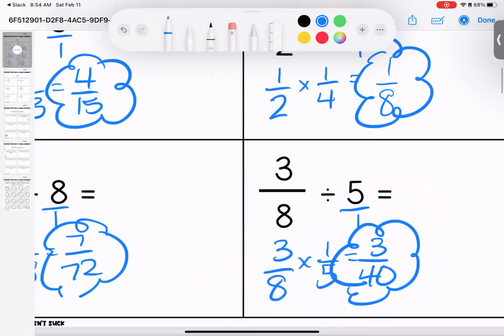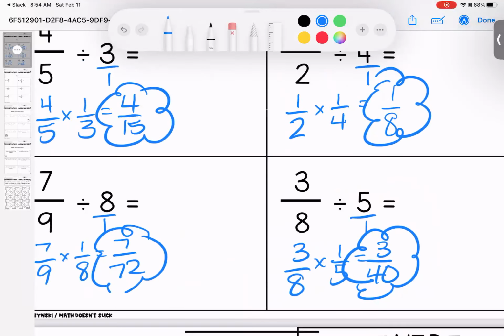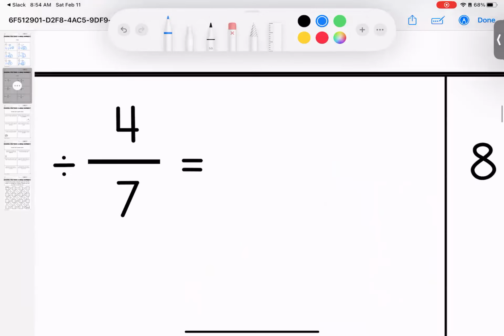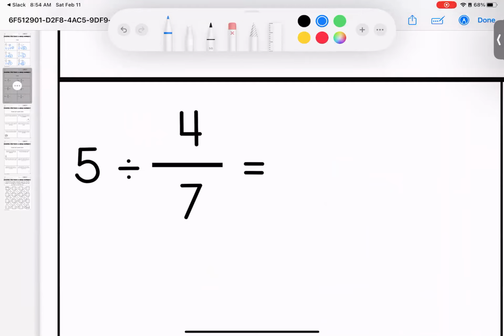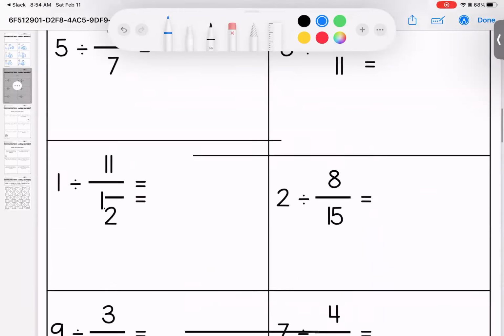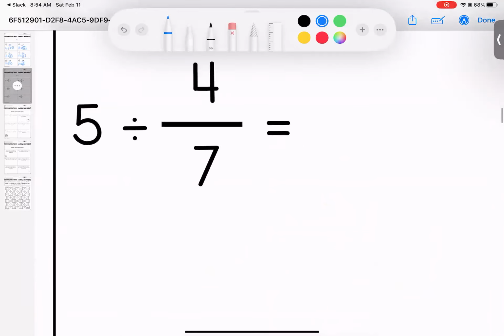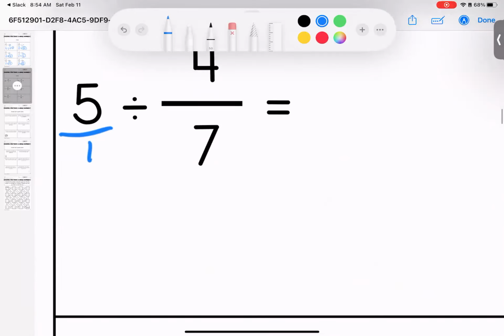All right, so faces, questions on these? Bring them to class. Popping into page number 2 of division. The only difference this time, as you'll see, is that your whole number is in the front, trying to keep you on your toes as always, but the rules are still the same. No denominator, give it 1, and then keep, change, flip.